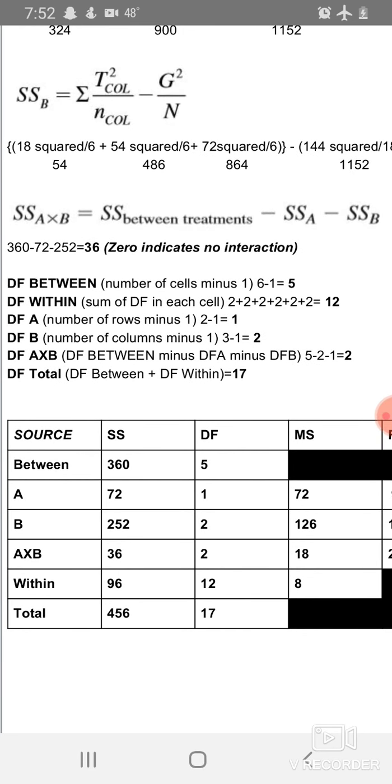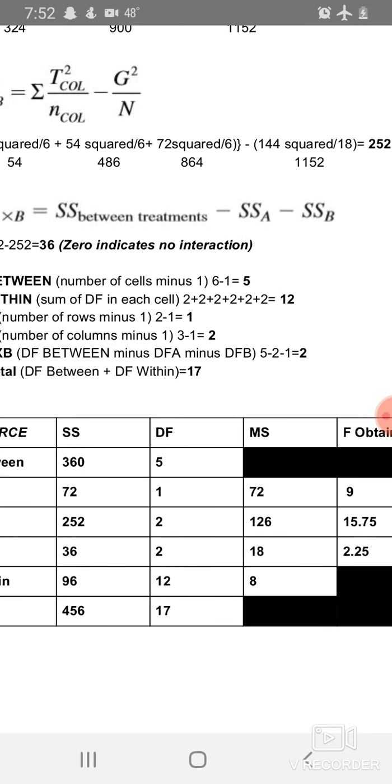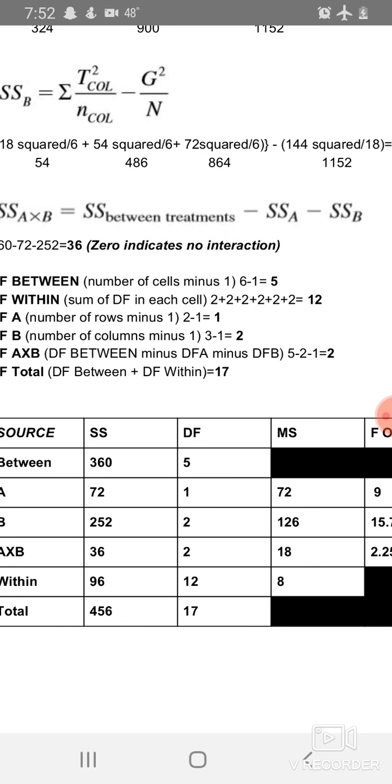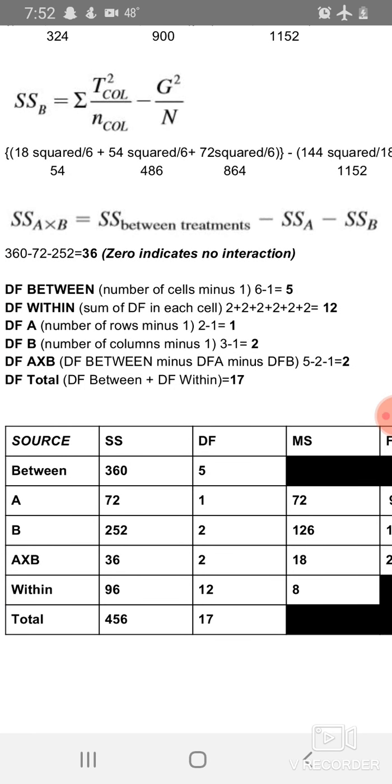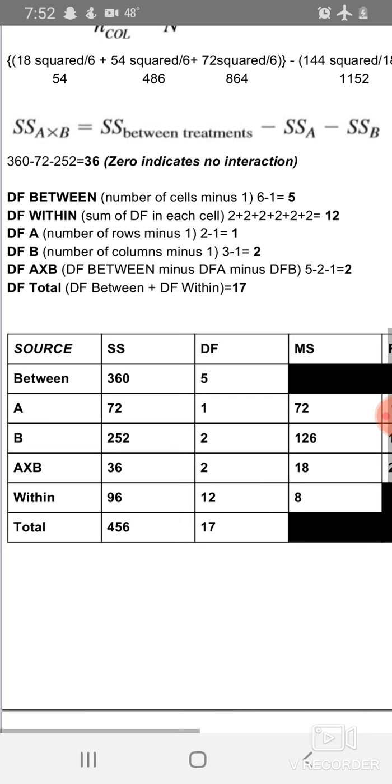dfa by b, or df interaction, is df between minus dfa minus dfb. So if you do 5 minus 2 minus 1 equals 2. Here I did df between minus dfb minus dfa, but no matter what order you do it in, you'll still get the same answer as long as you start with df between. df total is simply df between plus df within. So df between is 5, df within is 12, so df total will give you 17.